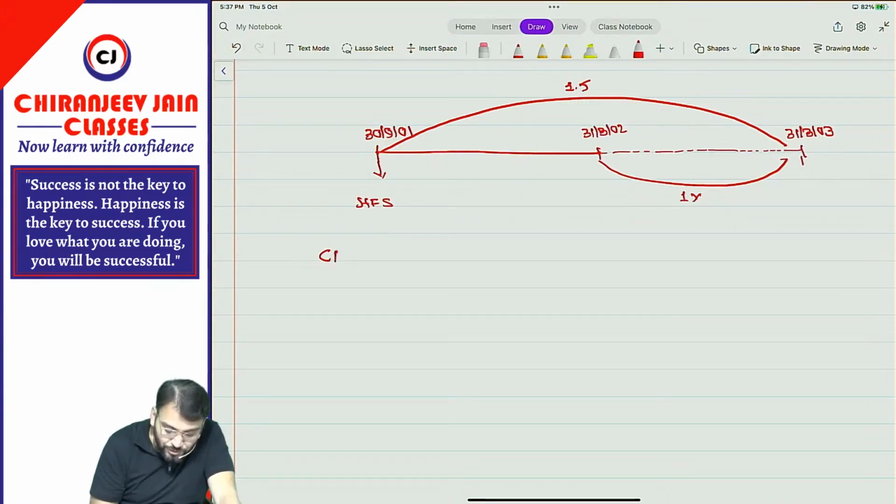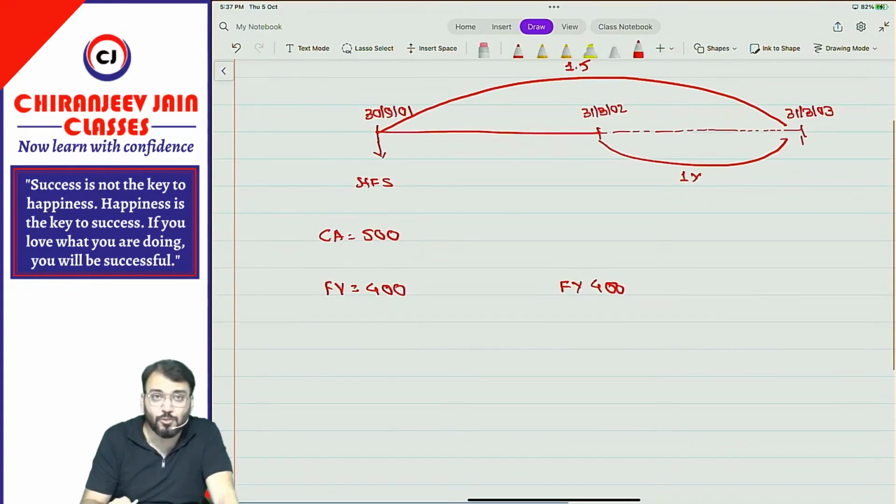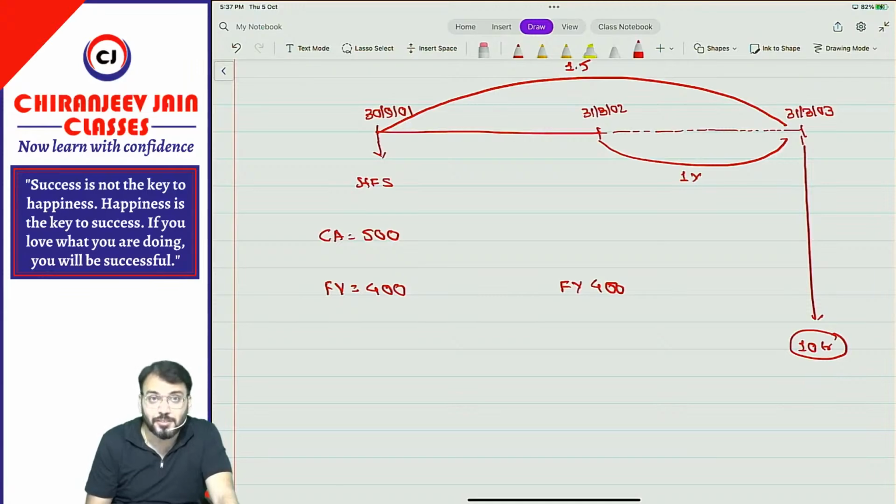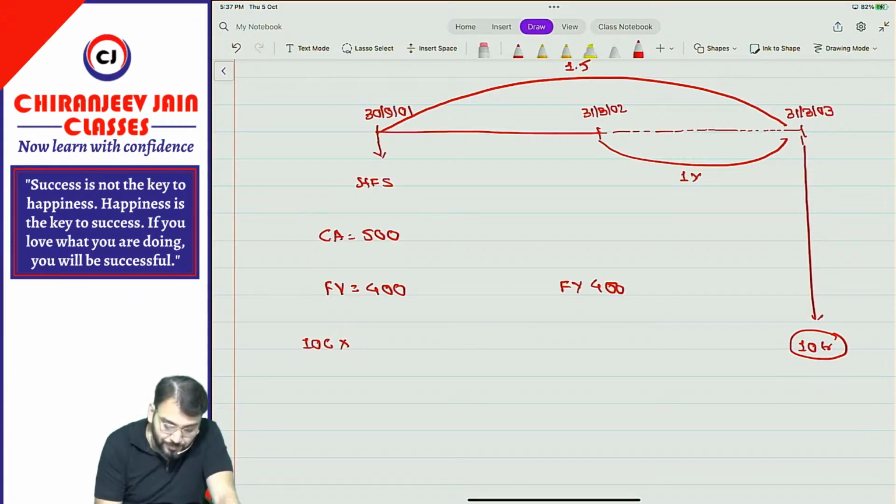Now the carrying amount is given as how much? 500, and the fair value is given as how much on this date? It is 400, and this is also 400 only. But we need to find out the cost to sale, and the cost to sale will be incurred on this date. It is given as 10 crore. So we need to find out the present value of this cost to sale. The present value will be 10 crore multiplied by the discounting factor, and the discounting factor has been given as 0.867. So the cost to sale will be 8.67.